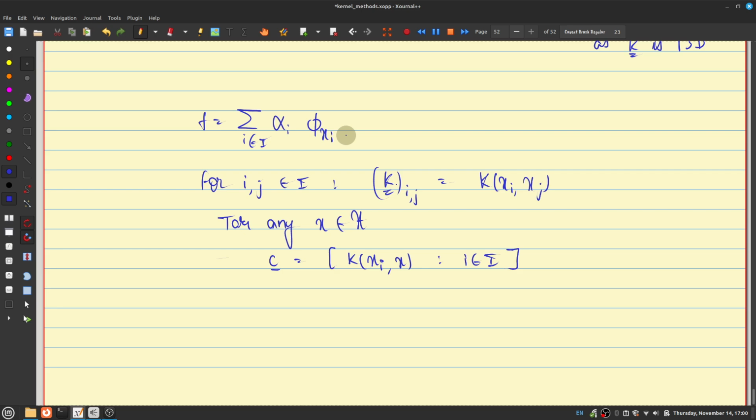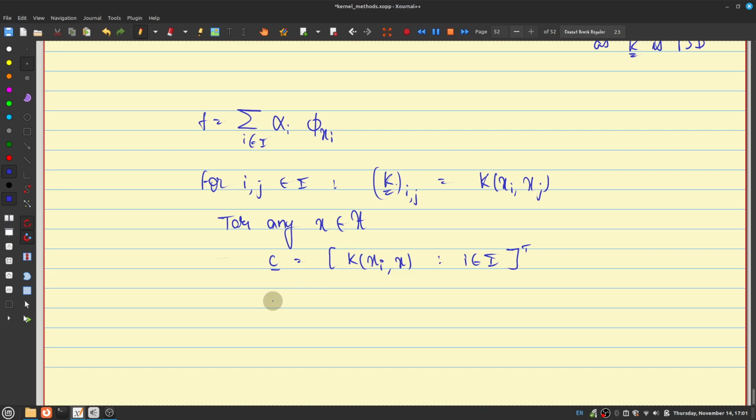Which one? This one? The vector c. It's a vector, so it's a column vector. It's a column vector that depends on x. Of course, it depends on these x_i's as well.